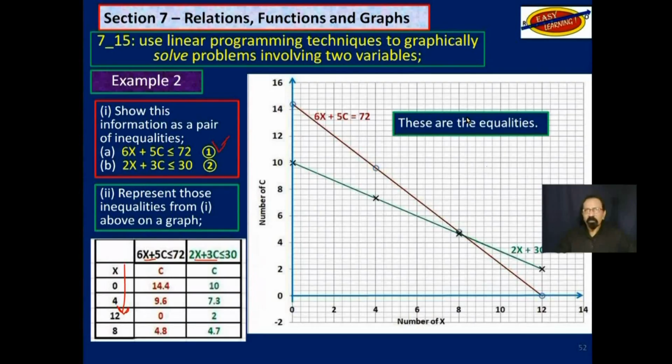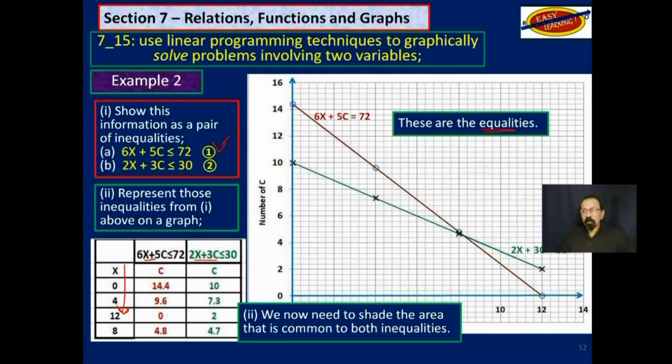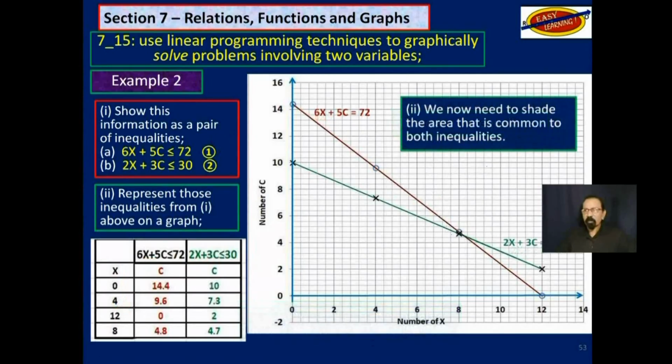Now, these that you see here are the equalities, but remember, we are keeping those lines as solid lines because we are using them. We need to shade the area that is common to both inequalities, which is that area you see there. And that area has a special name. It is called the feasibility area or feasibility region.